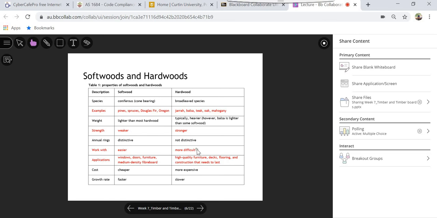Weight wise, most of the time softwood is lighter, but there are exceptions also. For example, balsa is lighter than most softwoods. So in terms of weight, there are exceptions. The outcome of this is that it's very important to understand the category that the most commonly used timber species belong to. So have a general understanding of some examples of softwoods as well as hardwoods.